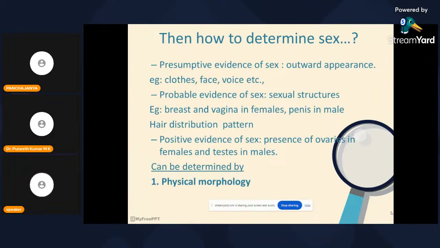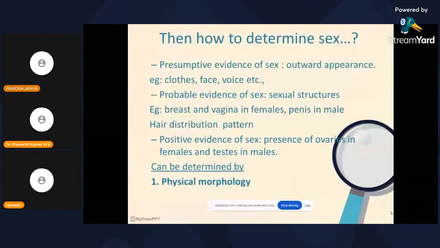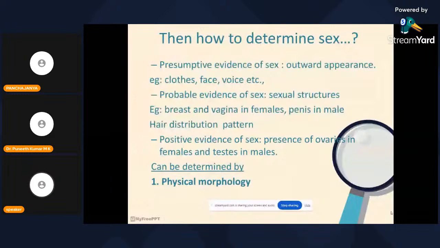Probable evidence of sex includes sexual characteristics: the presence of breasts and vagina in females and the penis in males. Based on the sex organs, the sex of a person can be identified, as well as the hair distribution pattern, such as beard hair and body hair. Positive evidence of sex is the presence of ovaries in females and testes in males. This is a morphological or physical identification of sex.